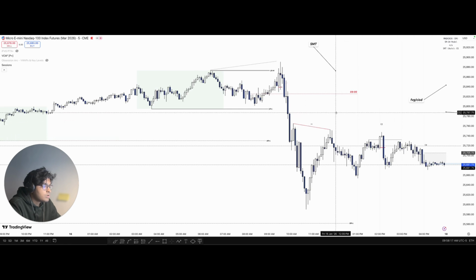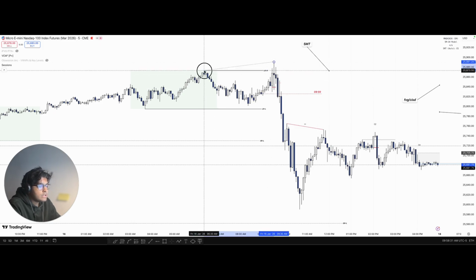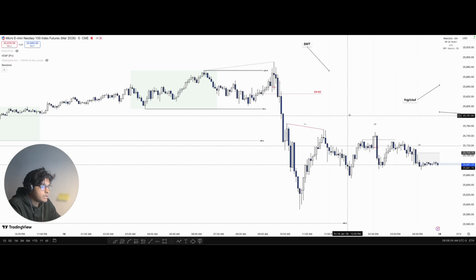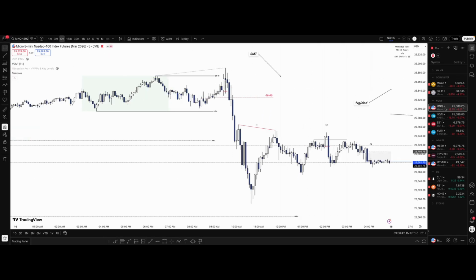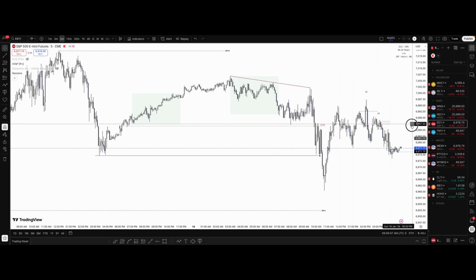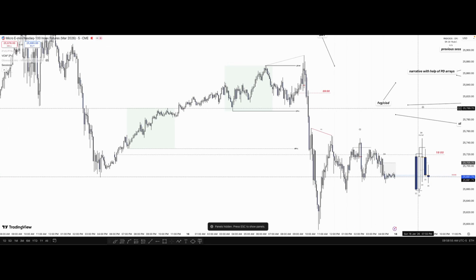So this is the 9 a.m. open, right? This was the pre-London open. So suppose this is the London high and London low, right? If you're trading Nasdaq, there is also ES, right? So ES, maybe you will have Asia highs and Asia lows. Or NQ, maybe you have Asia highs and Asia lows.